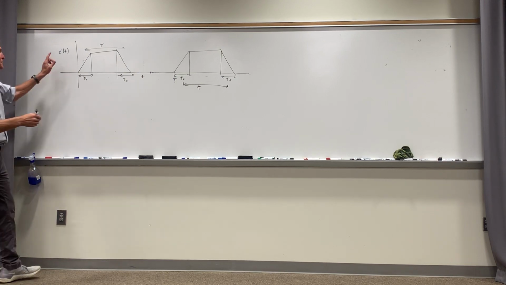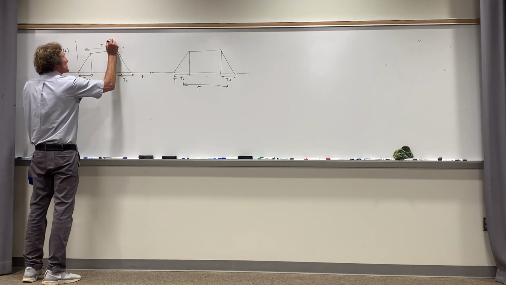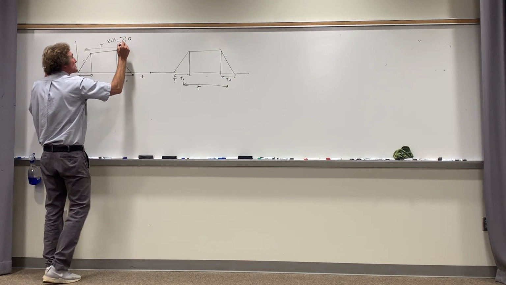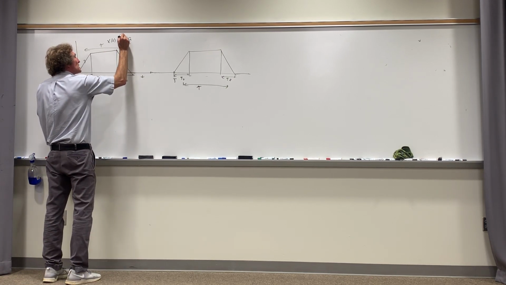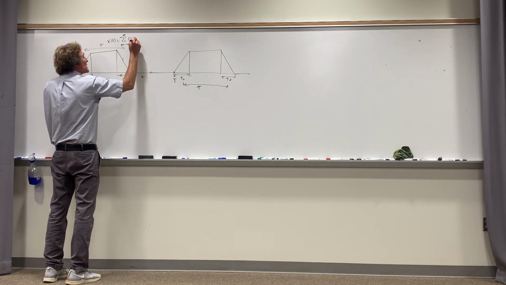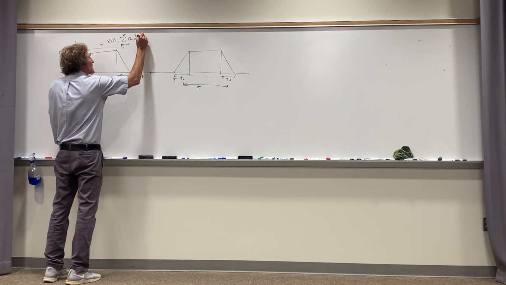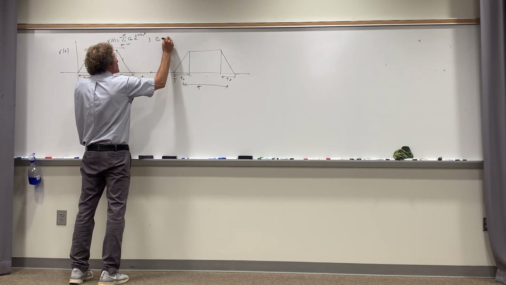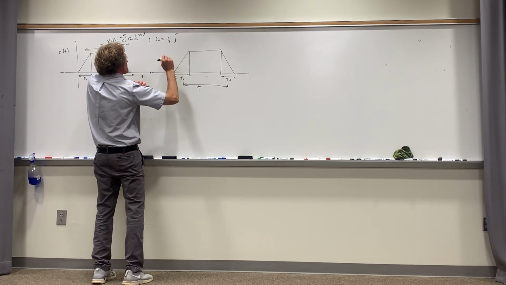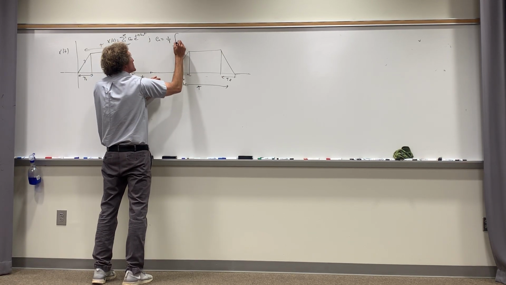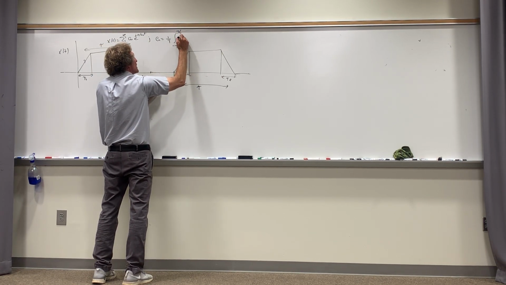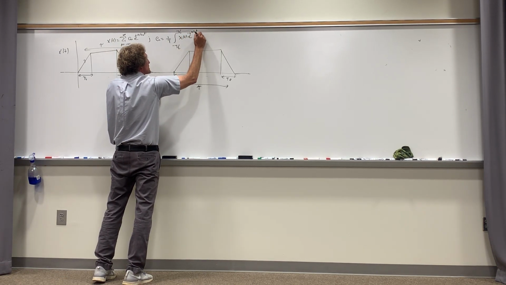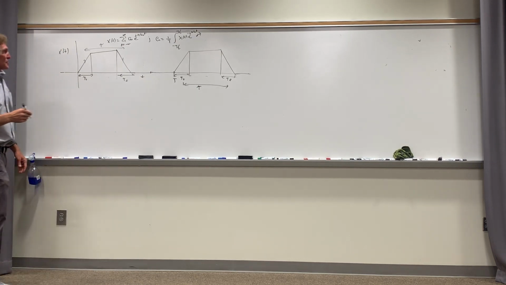Now, this x of t can, of course, be approximated as a summation of C of n, where n goes from minus infinity to infinity, C of n e to the j n omega naught t, and the value of C of n here is 1 over T, the integral from minus T over 2 to T over 2 of x of t times e to the minus j n omega naught t dt. So those two things are true.